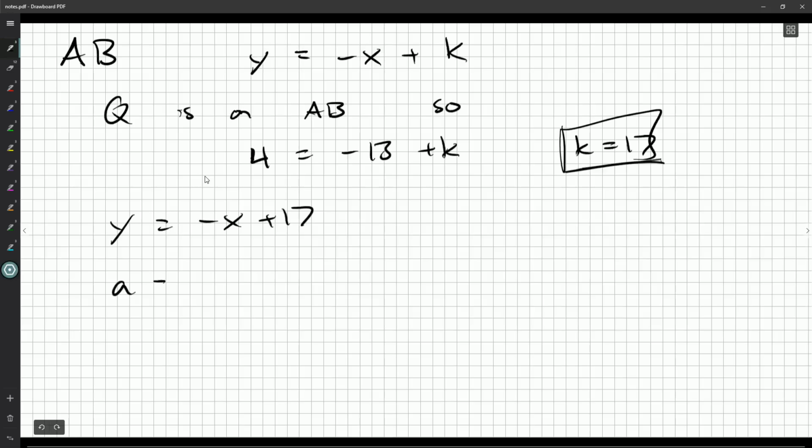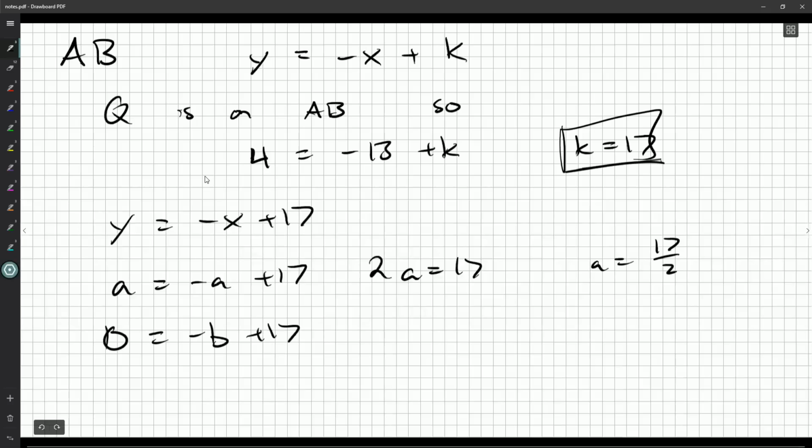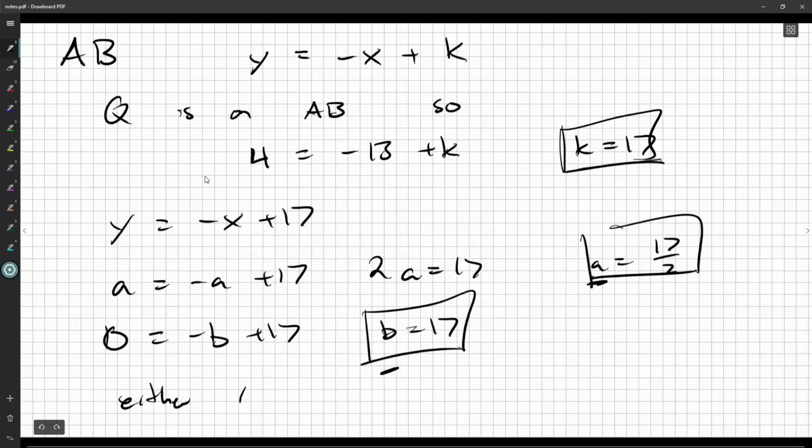So A is on the line. So A is negative a plus 17. So 2a is equal to 17. A is 17 over 2. And we know that B is on the line and has 0 y coordinates, negative b plus 17. So B is equal to 17. Just quickly double check, is A less than or equal to B? Absolutely. So we're good. And you could summarize, you could say either AB is 13, 13, or the pair is 17 over 2, 17. That would be perfectly fine. Okay. So that's B part out of the way.